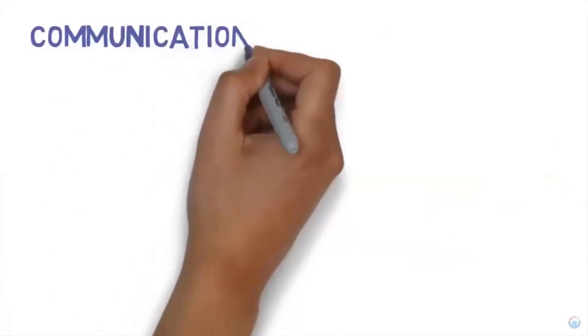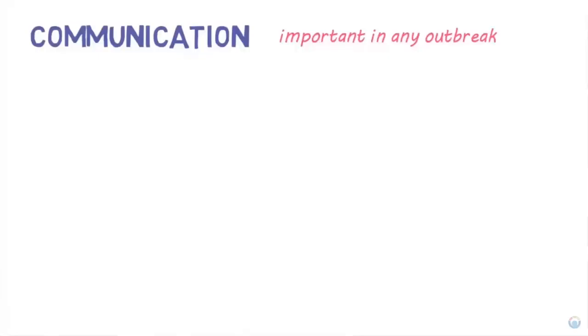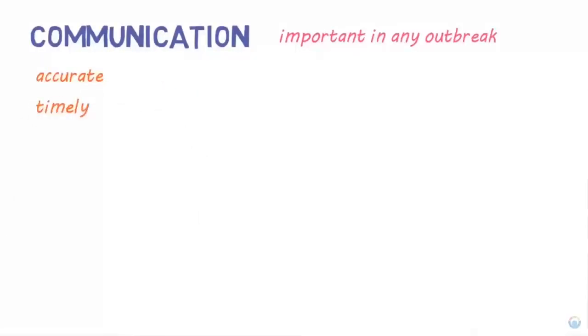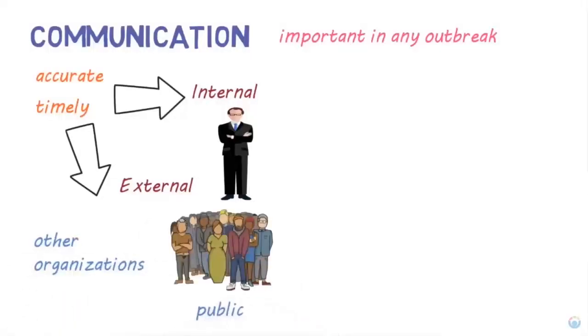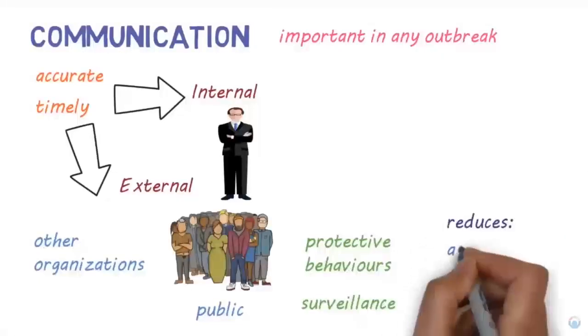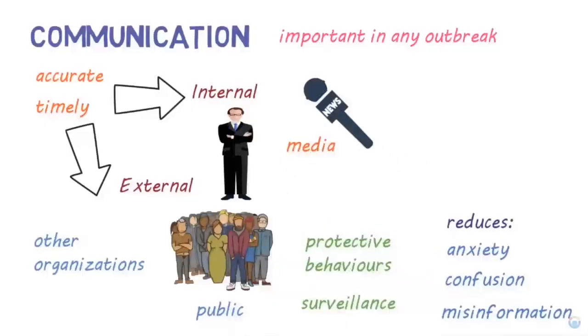Now let's talk about communication. This is an important aspect of managing any outbreak, large or small. Communication is about making sure that accurate, timely information gets to the right people at the right time. This can be those who are internal to the organization or those who are external to the organization, like other organizations and the public. Communicating to the public is important, especially to those who are affected by the outbreak. It allows them to adopt protective behaviors, helps with disease surveillance, and reduces anxiety, confusion, and misinformation. The media can be a useful partner in outbreak communication.